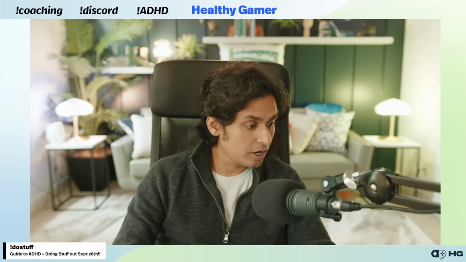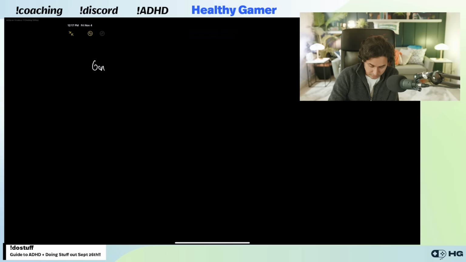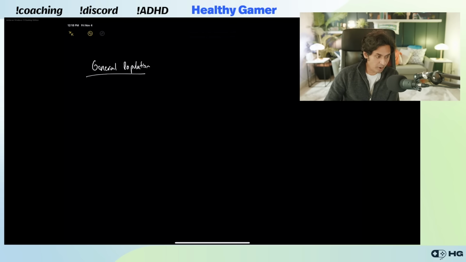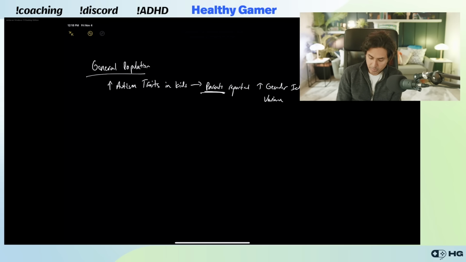So let's take a quick look at some of the findings of the study, okay? One thing I really like about this study is that they started by looking at the general population. And what they essentially found in the general population is that when you have a high amount of autism traits in kids, their parents reported high levels of gender identity variance. And this is something that I really like about this paper, that they looked at different populations and asked a bunch of different research questions. So the first thing is that parents reported increased gender variance when their children had more autistic traits.